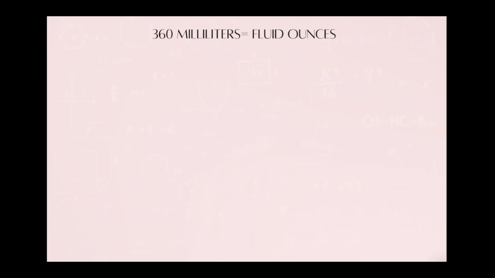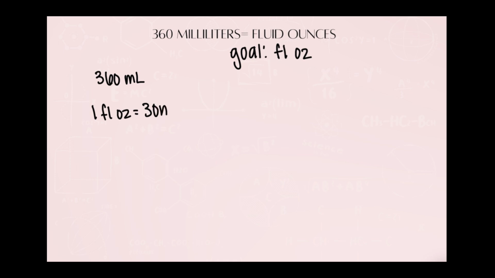360 milliliters equals how many fluid ounces? Okay, so what's the goal? Fluid ounces, right? What are my puzzle pieces? 360 milliliters, and it's by itself. And then I know that 1 fluid ounce equals 30 milliliters. And we've got all our conversions.